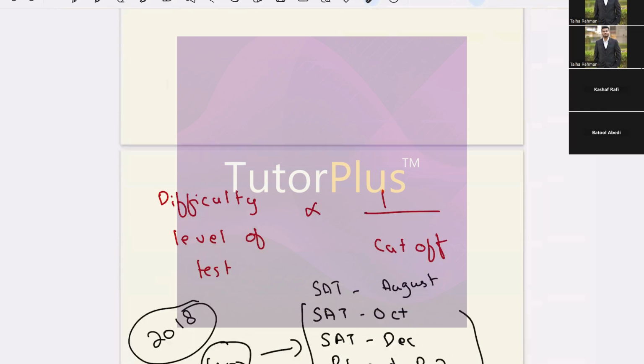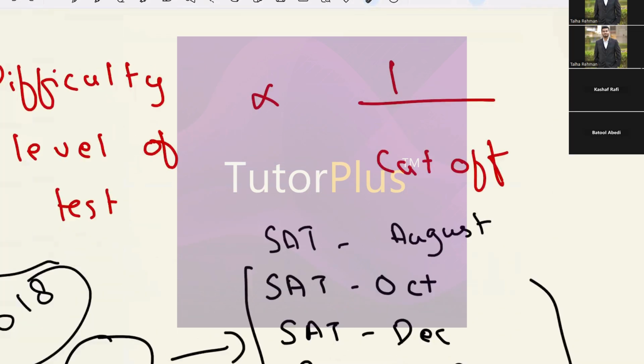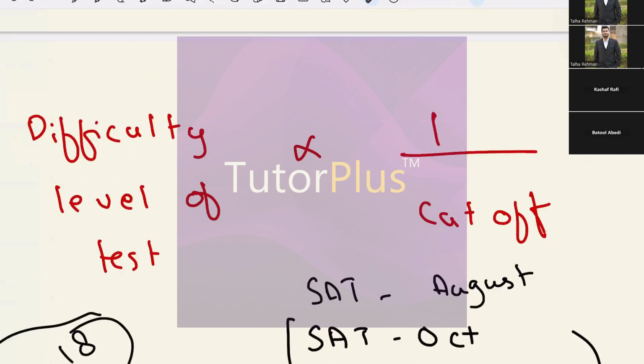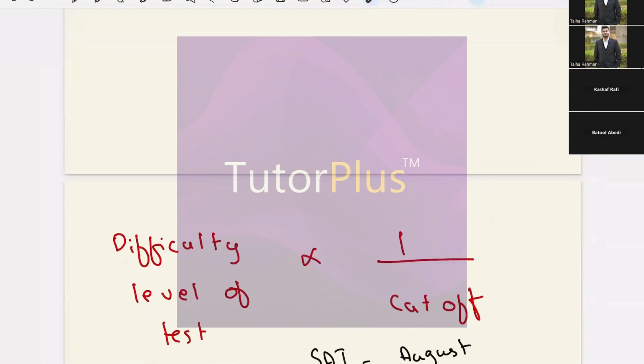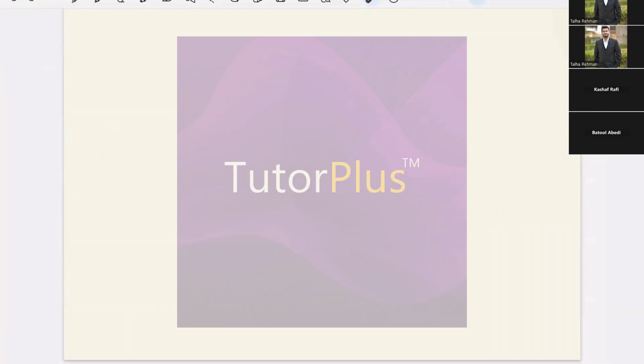So I've written it here that the difficulty level of the test is inversely proportional to the cutoff. And once again, in case you're preparing or appearing for the LCAT exam, for LCAT we do have a specific pattern that LUMS tends to follow, and it tends to test the same way that the SATs are conducted. And please remember for LCAT, the paper tends to follow a specific pattern. But once again, for IBA, we do not have a specific pattern that IBA sticks to. They keep on changing what they're testing.